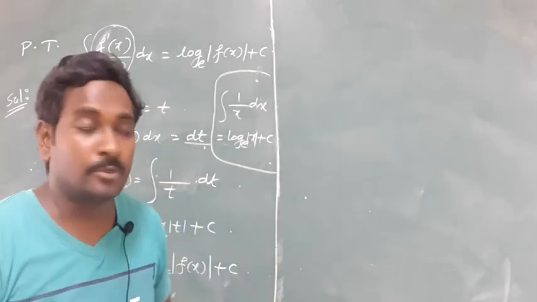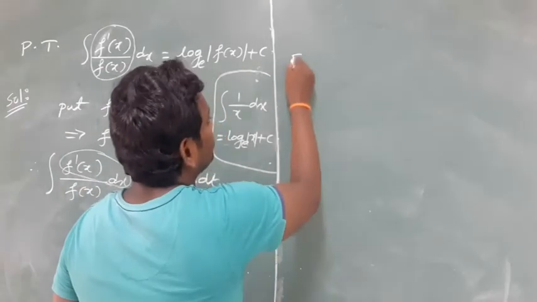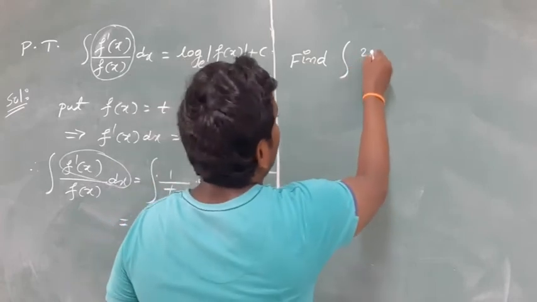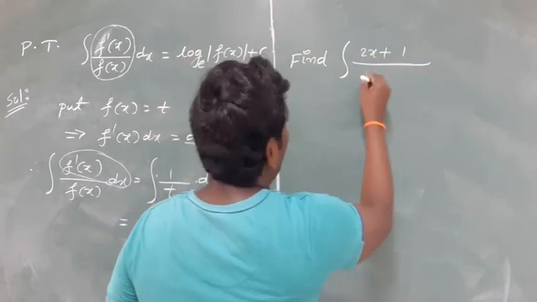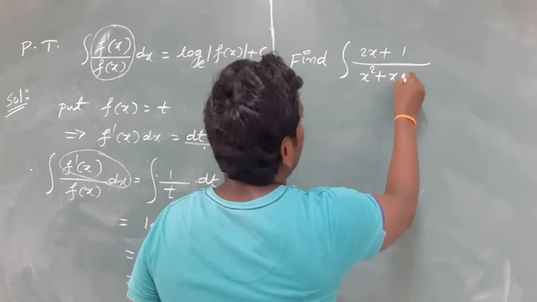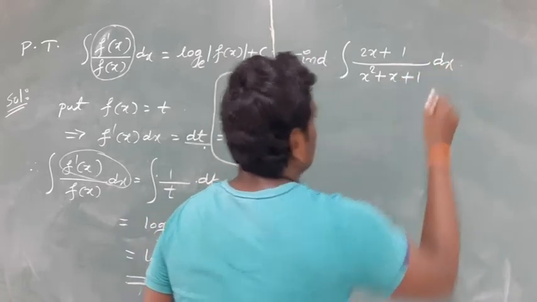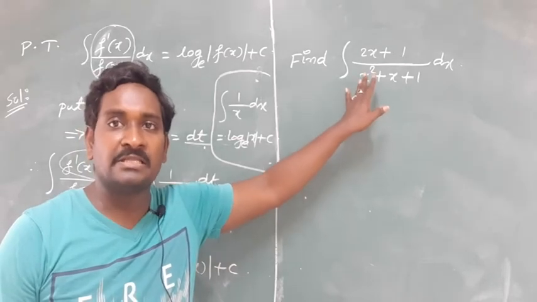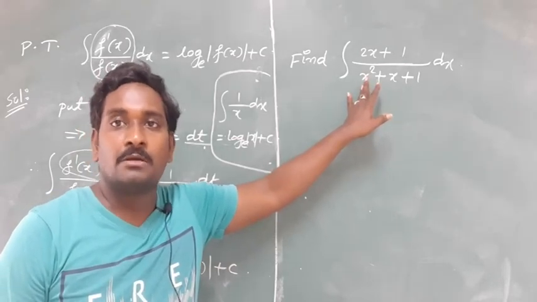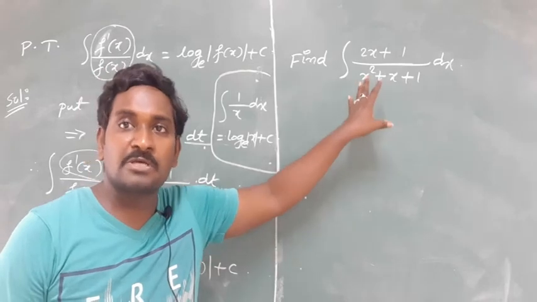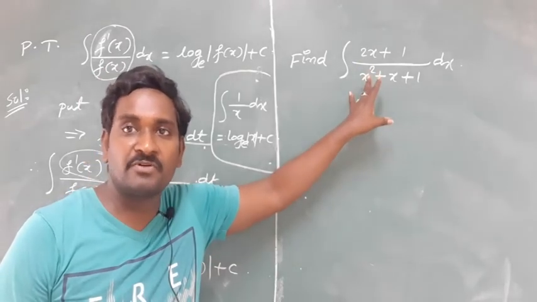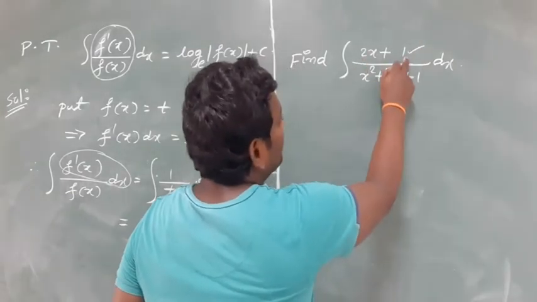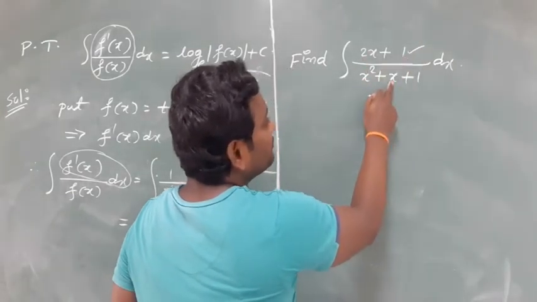Okay. Please see one example. Find integration of 2x plus 1 whole by x square plus x plus 1 into dx. Suppose we have to find this integral. Before starting the solution, observe the structure of the given problem carefully. Here in the numerator we have 2x plus 1. In the denominator we have x square plus x plus 1.